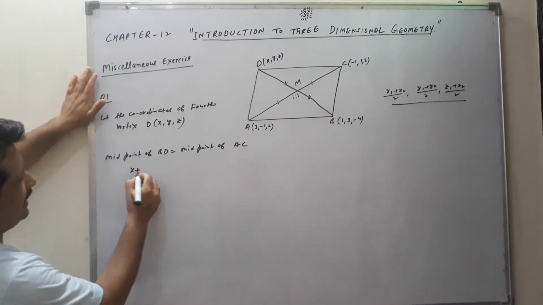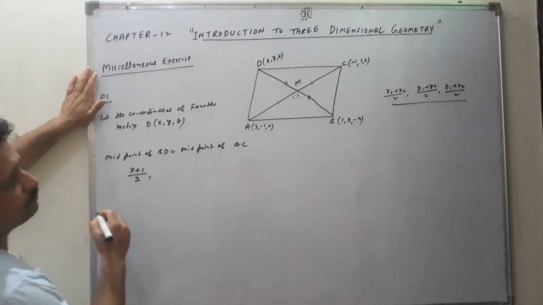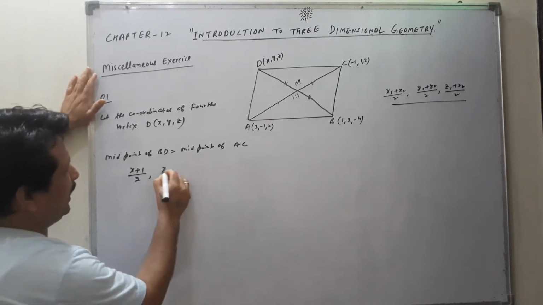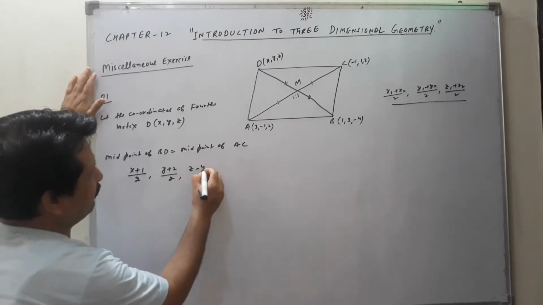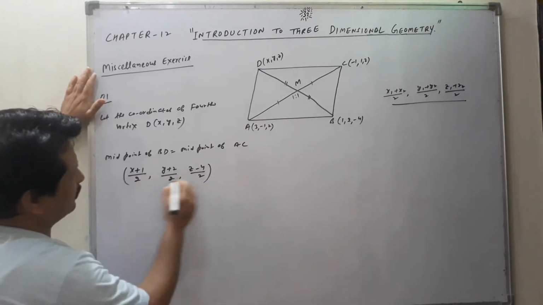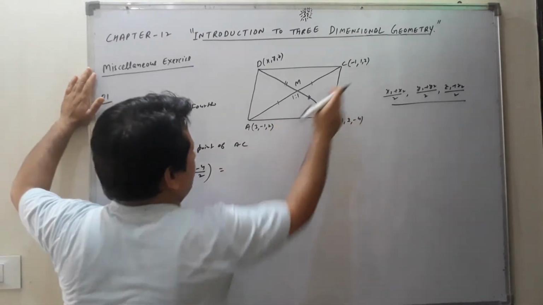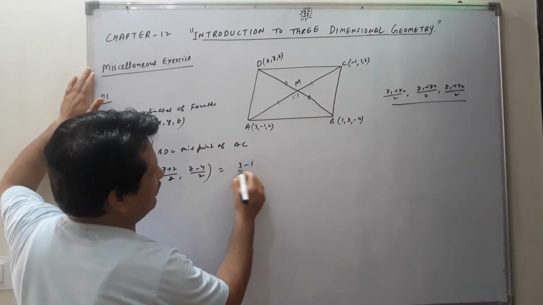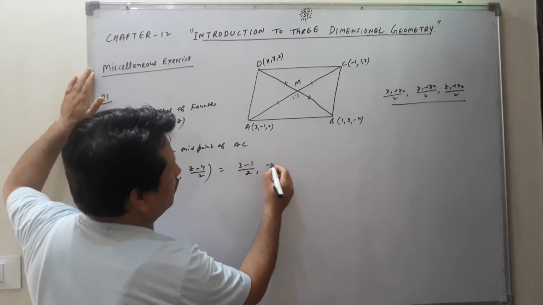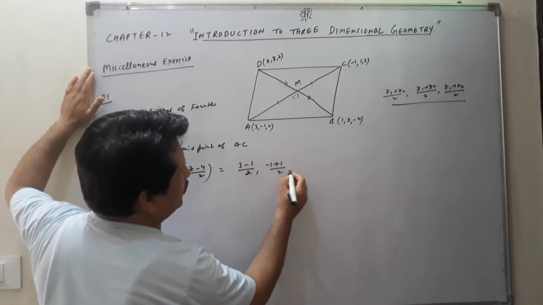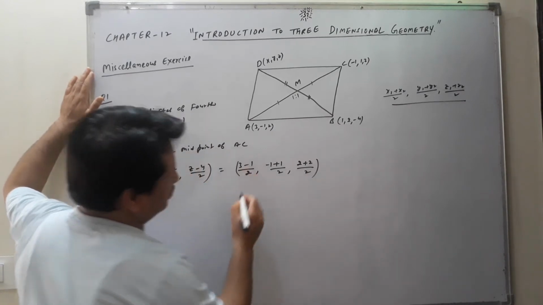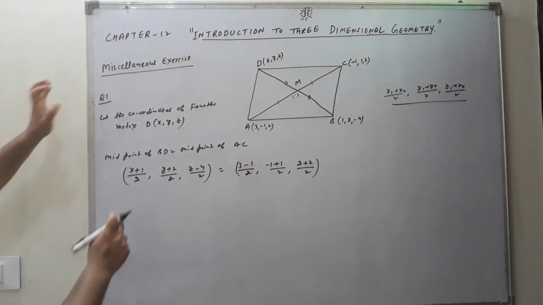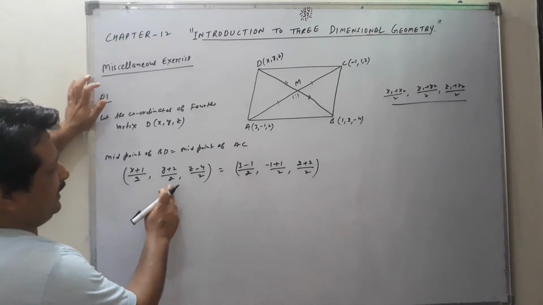Now students, we will use the midpoint formula. It will come as x plus 1 upon 2, then y plus 2 upon 2, then z minus 4 upon 2. This is equal to 3 minus 1 upon 2, minus 1 plus 1 upon 2 and 2 plus 2 upon 2. Right students? Now we will compare the x coordinate, y and z.